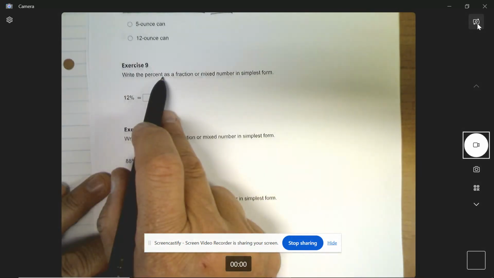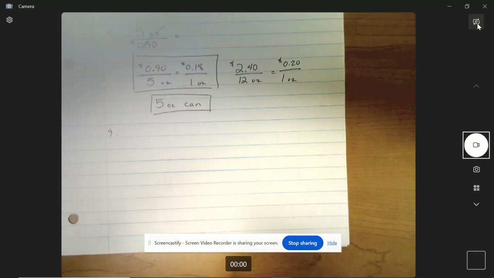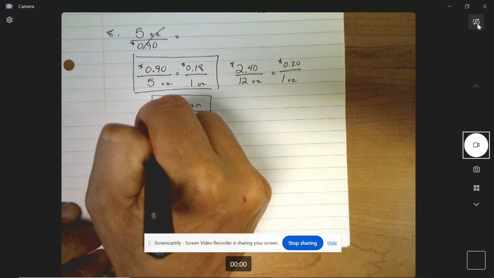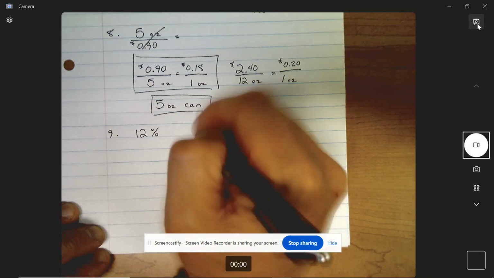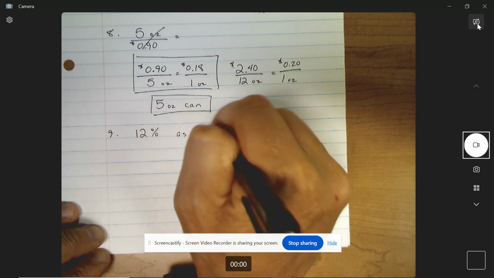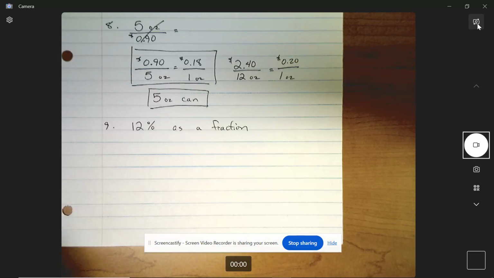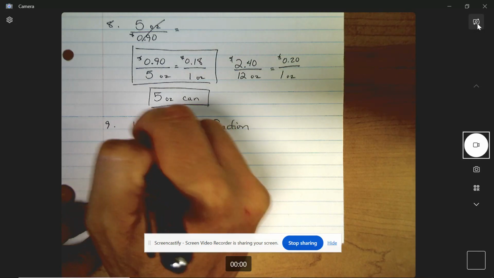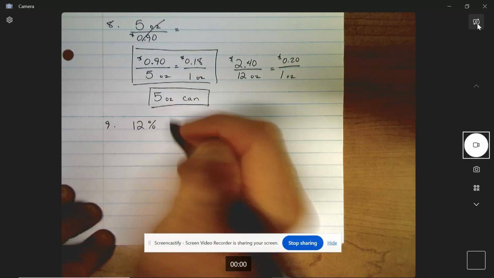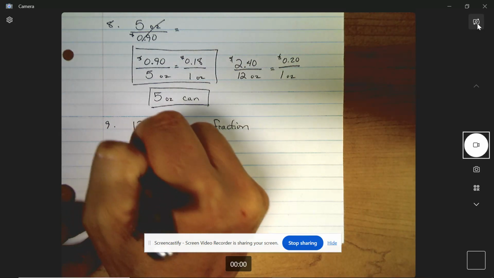Write the percent as a fraction or a mixed number. 12%. Write 12% as a fraction. It says as a fraction or a mixed number, but we know this is not going to be a mixed number. So 12%, first thing we do is turn this into a decimal. 0.12.